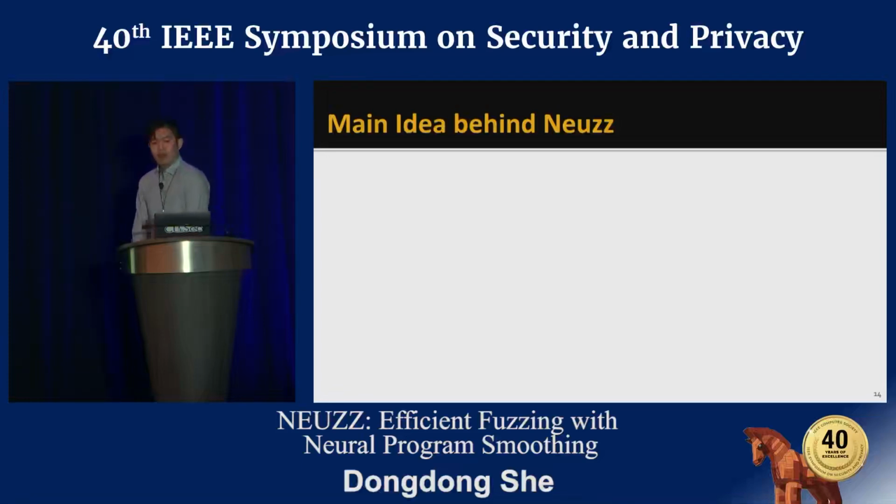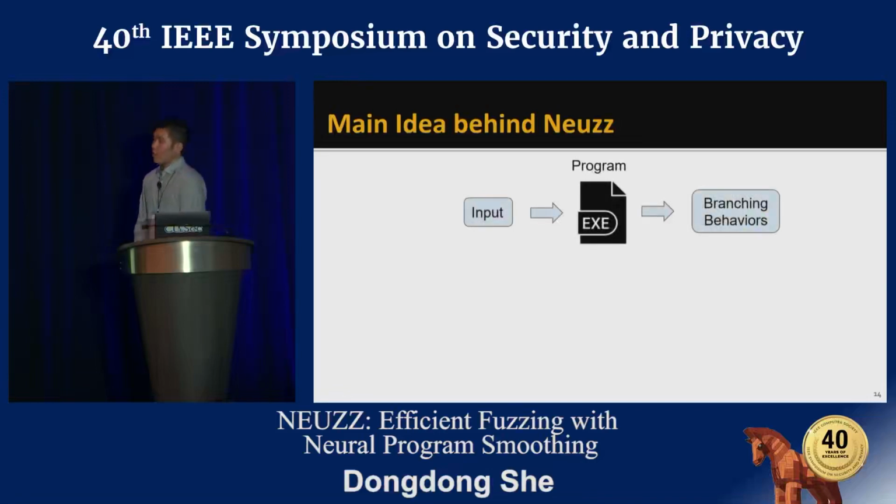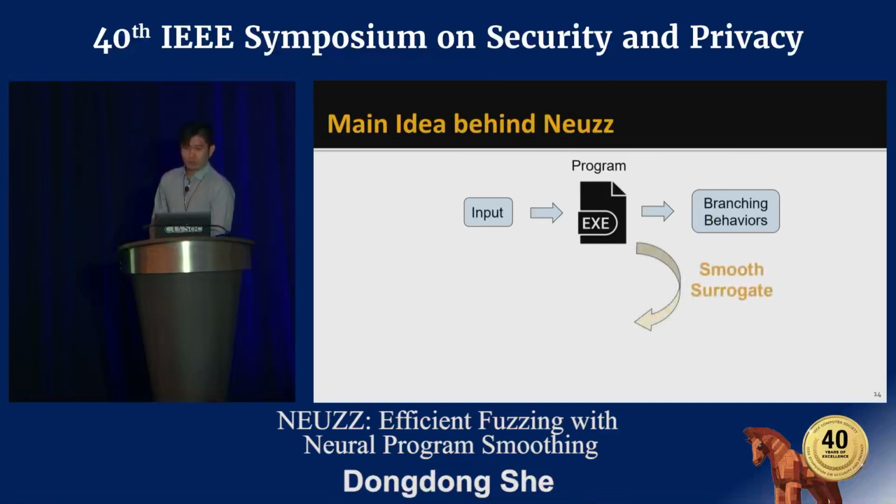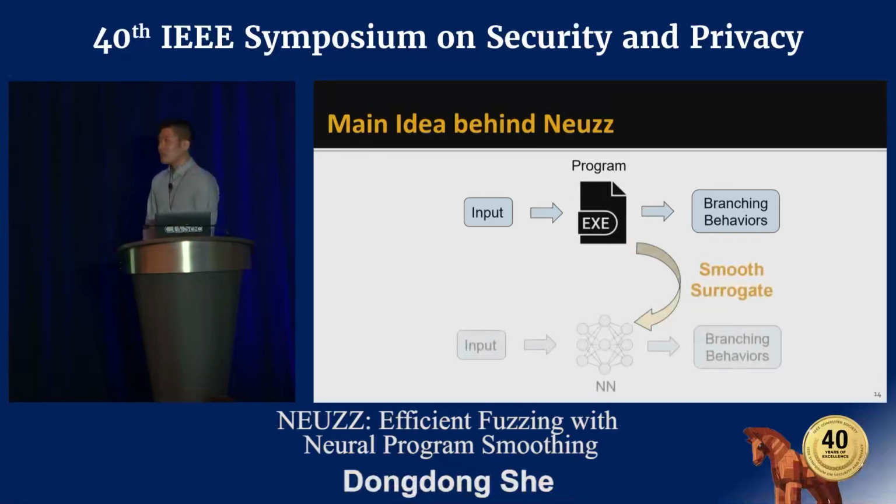Now let's look at the main idea of NEUZZ. Given the program and feed input, it will execute and trigger a corresponding path composed of a set of control flow edges. This set of control flow edges are the program's branching behavior for the specified input. Then we train a neural network model as the smooth surrogate of program that will take in the same input and predict the same branching behavior.